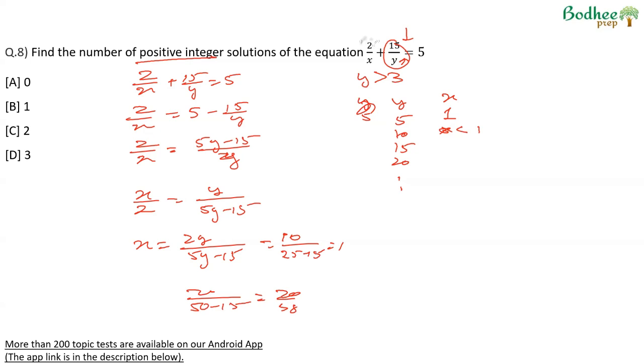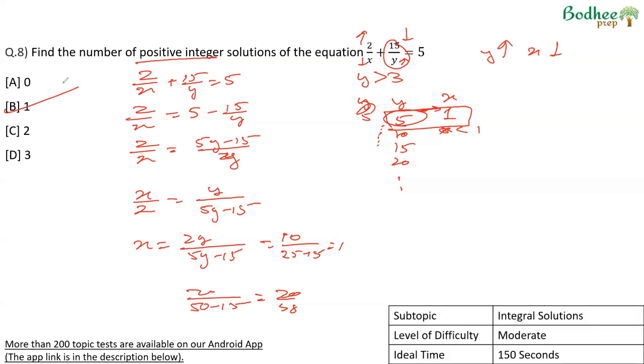To make the sum constant, this has to increase, which means x has to decrease. So when y increases, x decreases. At the smallest value of y, we are getting x as 1. As we keep increasing y, x will decrease and become a value which is not a positive integer. And therefore, only one solution is possible when x is 1 and y is 5. Option B becomes the answer. I think a moderate level of question, about 2.5 minutes to solve.